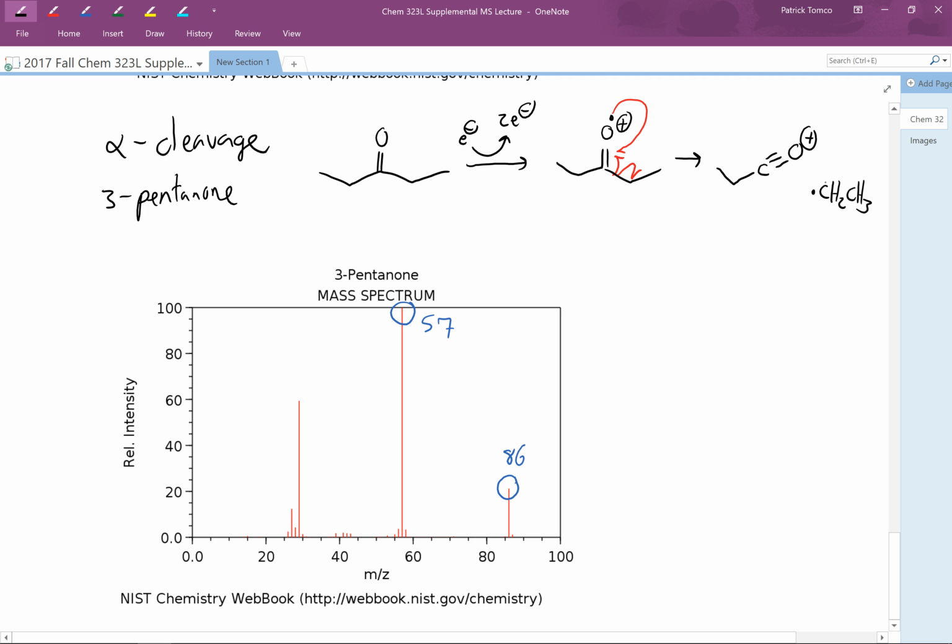Now I add up all of the masses here, and the mass that I see here is 57. The ethyl radical is not seen because there is no charge on the molecule, and so that's accounting for the masses that I see, along with the mass to charge of 86, which corresponds to my molecular ion.